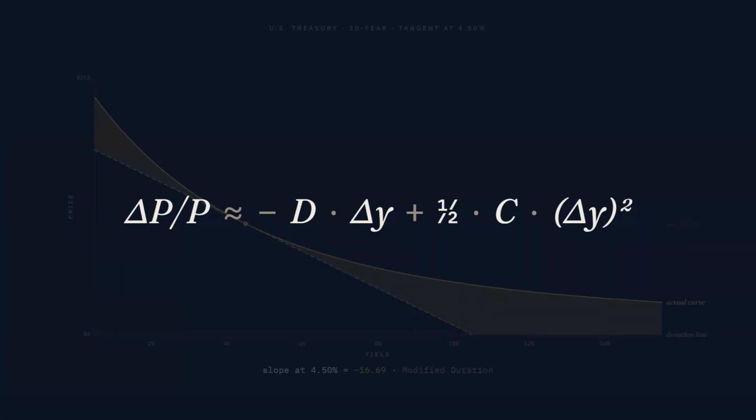For a small rate move, use the slope on its own, and for bigger rate moves, add a correction that accounts for the fact that the curve is bending. Now look closely at that second piece. The rate change is squared, and squaring is older than algebra.